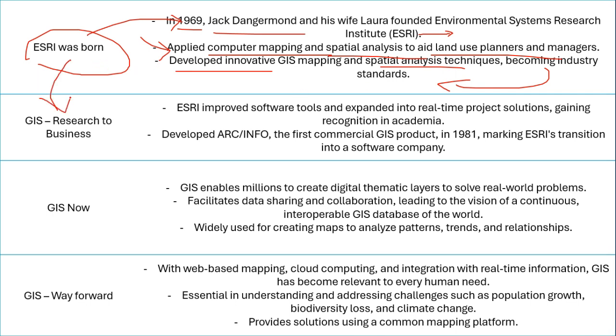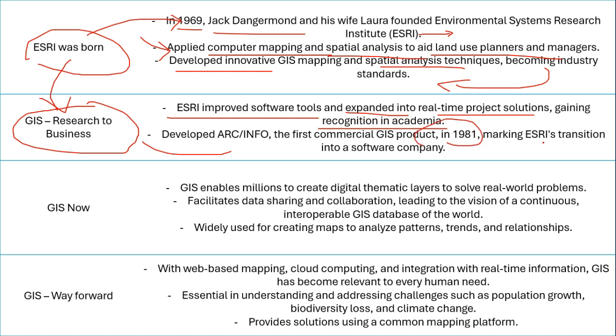Then GIS turns from research to business. Esri improved software tools and expanded into real-time project solutions, gaining recognition in academia. Then Esri developed ArcInfo, the first commercial GIS product, in 1981, marking Esri's transition into a software company. Earlier, Esri was developed for research purposes. Then in 1981, it transitioned into a software company and launched its first commercial GIS product.